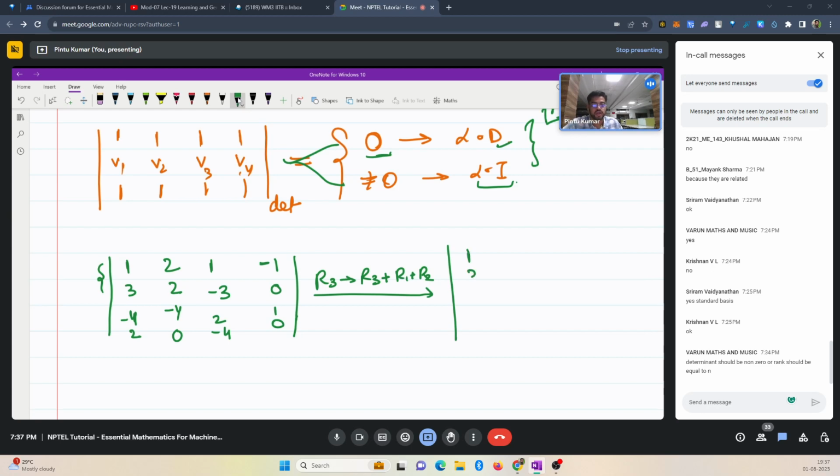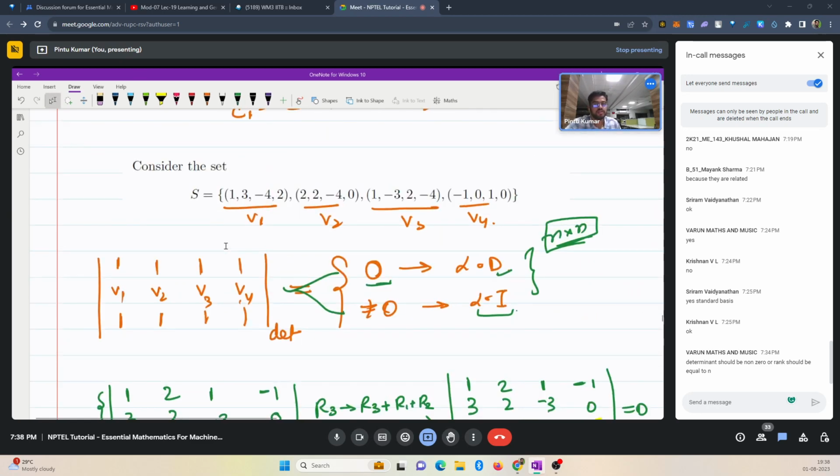So this is 1, 3, 0, the fourth row remains as it is; 2, 2, 0, this remains as it is; 1, minus 3, 0, again this remains as it is; and this one becomes minus 1, 0, 0, 0. Now you can see one of my rows has completely become 0. What does this mean? The determinant that I would obtain is 0. So because the determinant was 0, these four vectors are linearly dependent.